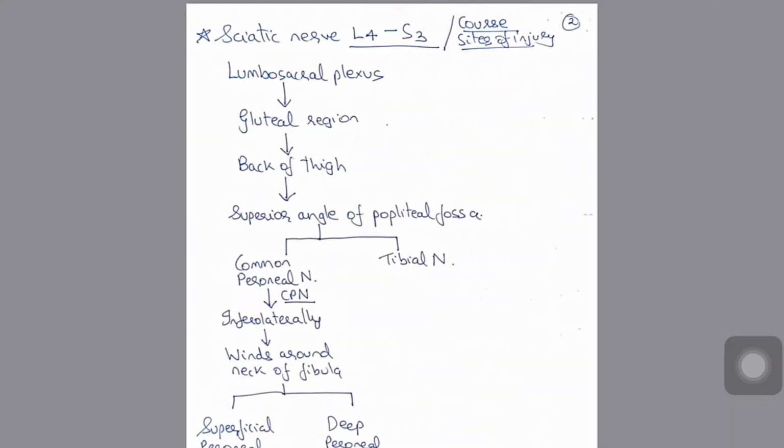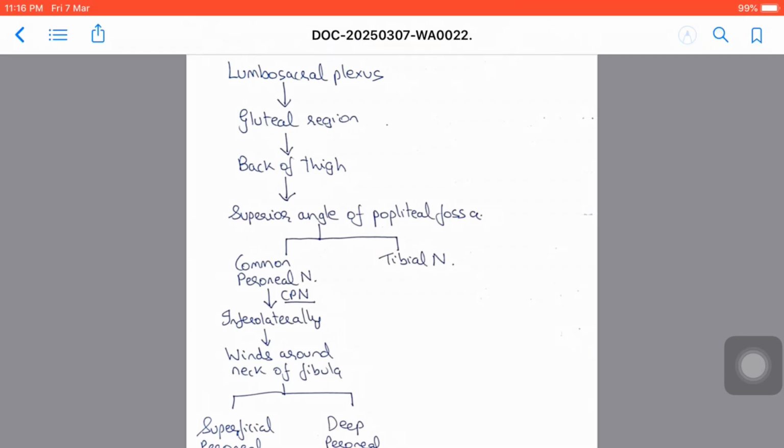Let us begin with the concept. First, the course of the sciatic nerve along with the possible, probable sites of injury. So the sciatic nerve root value is L4, L5, S1, S2, S3. A few of the basic things: it originates from the lumbosacral plexus and goes into the gluteal region. All of these which I discuss are possible sites of injury that we are going to discuss in detail.